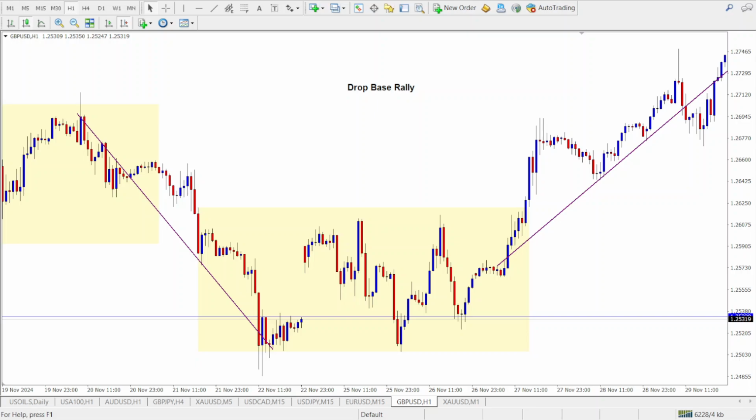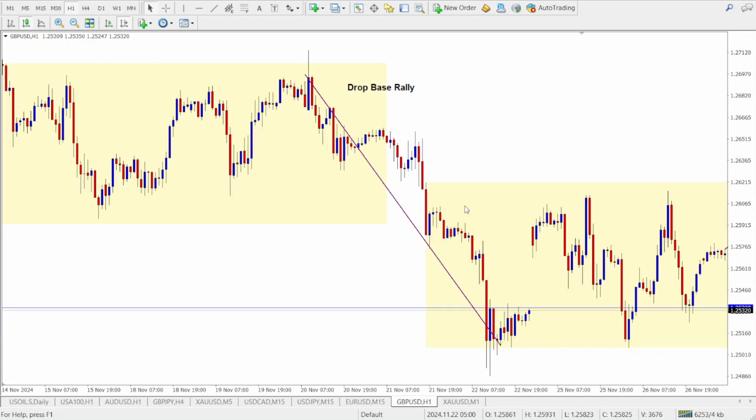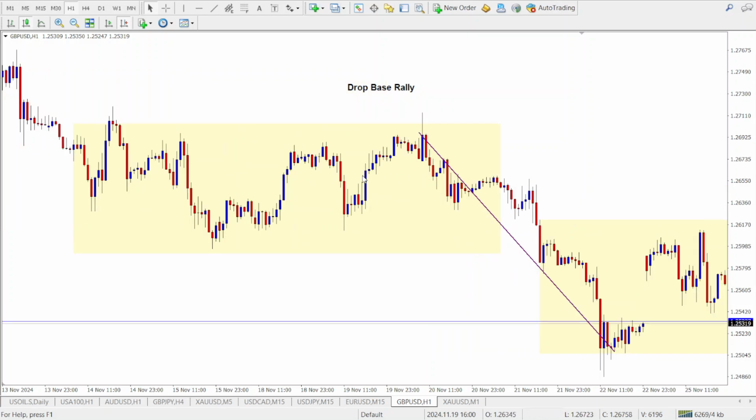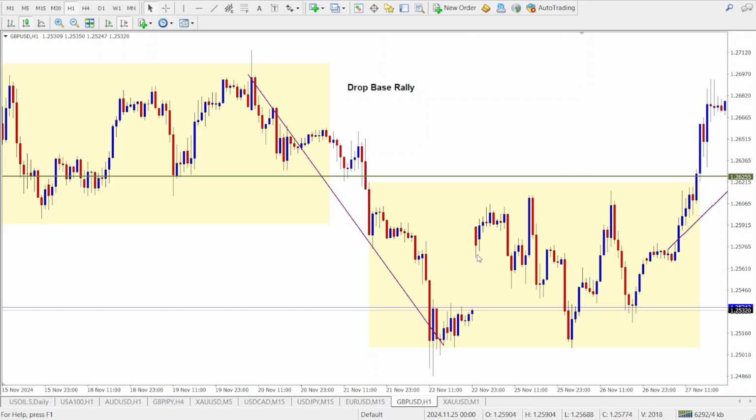Now, let's talk about how to spot a drop base rally setup in the market. Here's what you need to look out for. First, the drop. You want to see a sharp move downward that breaks through a previous level of support or consolidation. This drop should be strong and momentum based, not a slow, gradual decline.